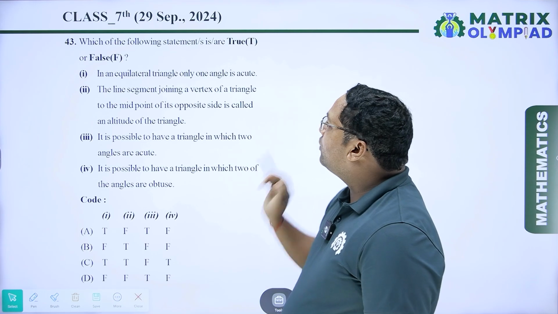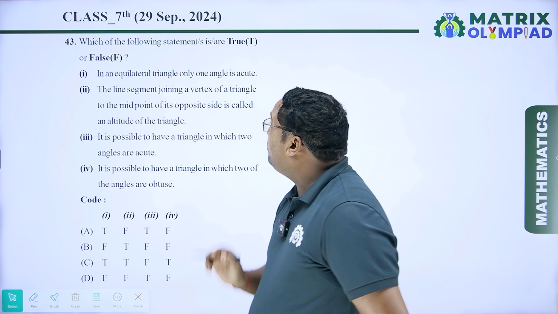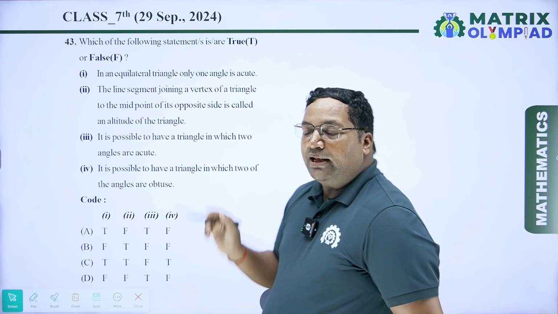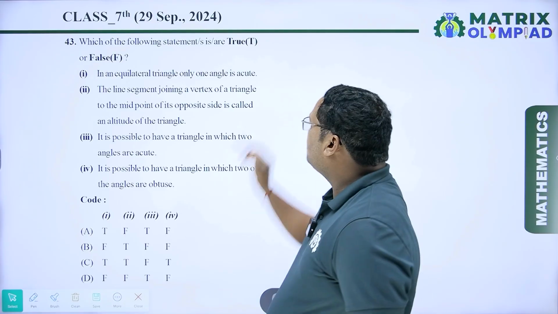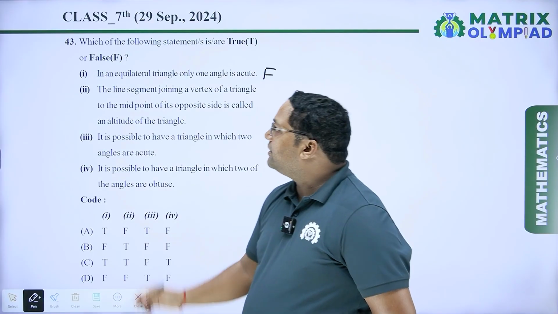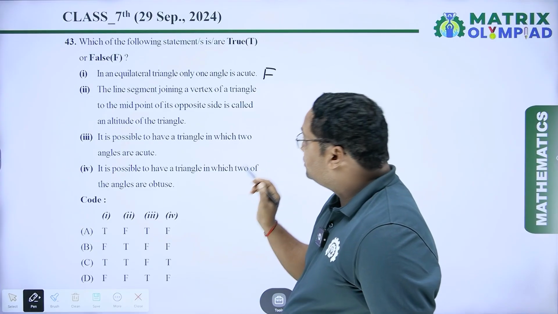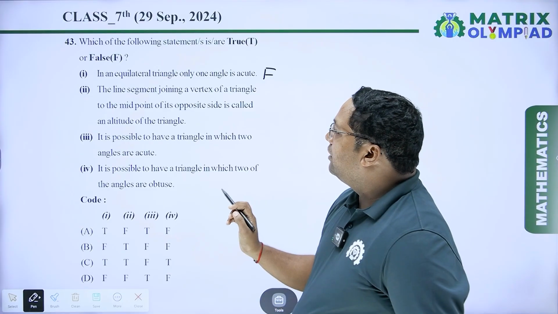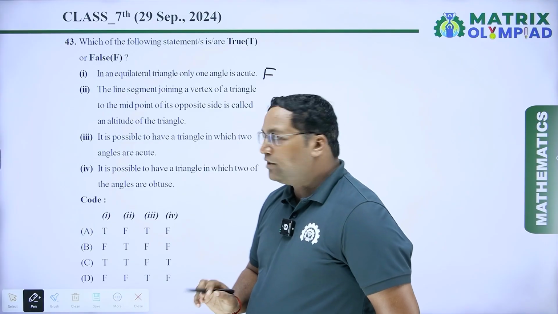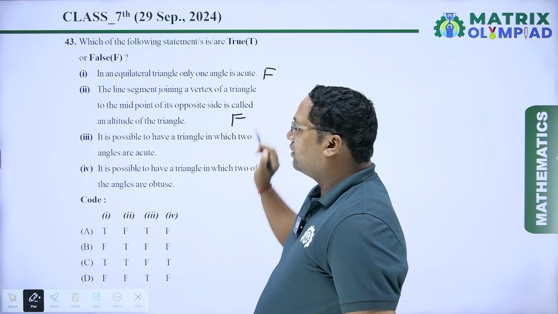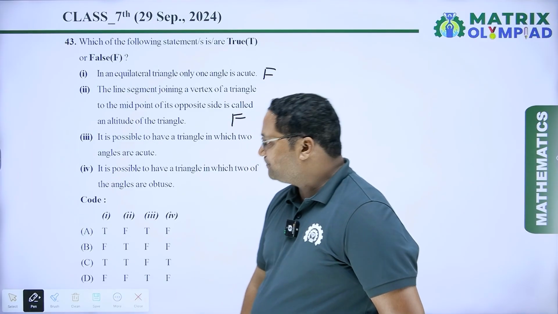In an equilateral triangle, only one angle is acute. No. In an equilateral triangle, all the three angles are acute angles, so it is a false statement. Second, the line segment joining a vertex of a triangle to the midpoint of its opposite side is called an altitude of the triangle. No, it is a false statement. It is not called an altitude of a triangle.